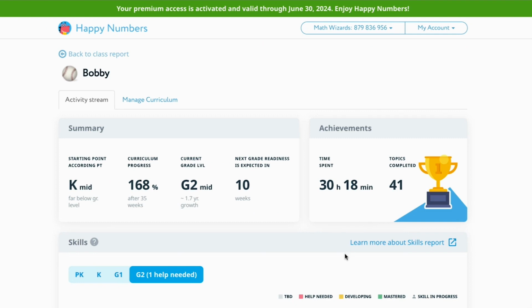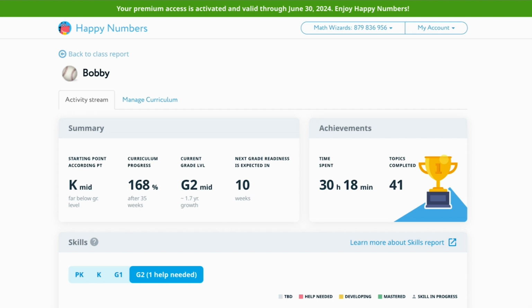In the summary section, we see how Bobby has been performing since the curriculum's starting point. He started in the middle of kindergarten, far below his current grade level. He achieved curriculum progress of 168%, which is very impressive. He's currently in the middle of second grade curriculum. Provided that Bobby continues to hit his time target consistently, he'll be ready for third grade in about 10 weeks.